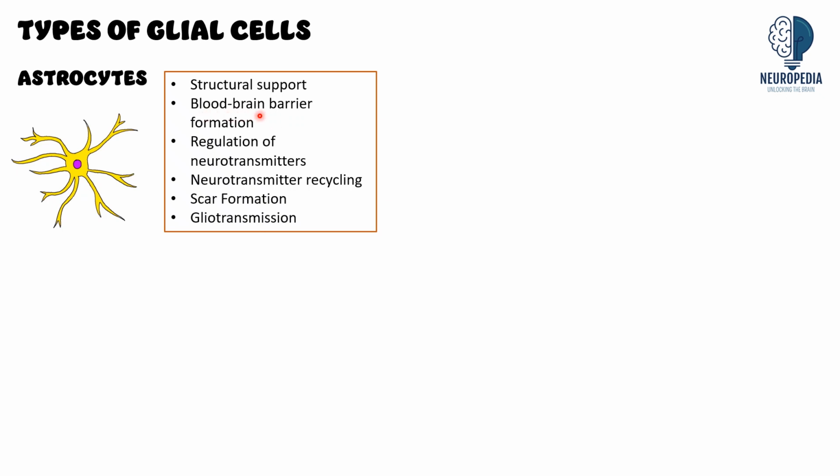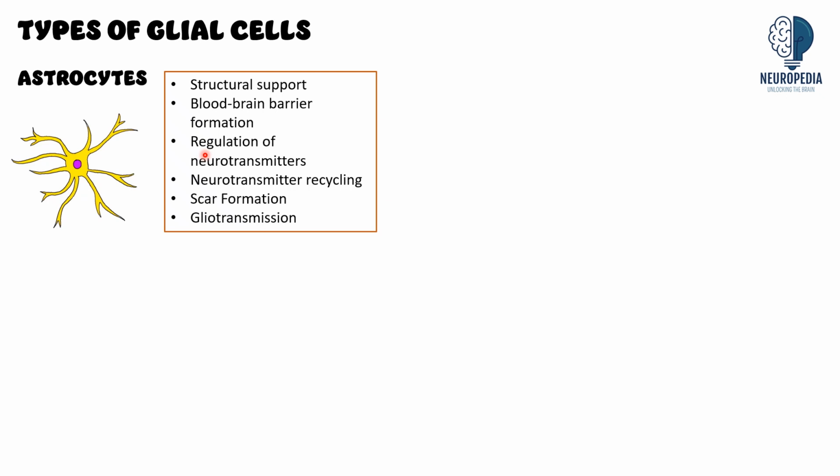Second is blood-brain barrier formation. These astrocytes are involved in forming and maintaining the blood-brain barrier, a protective barrier that separates the brain's blood vessels from the brain tissue. This barrier regulates the passage of substances like nutrients and waste products between the blood and the brain to ensure a stable and controlled environment for neuronal activity.